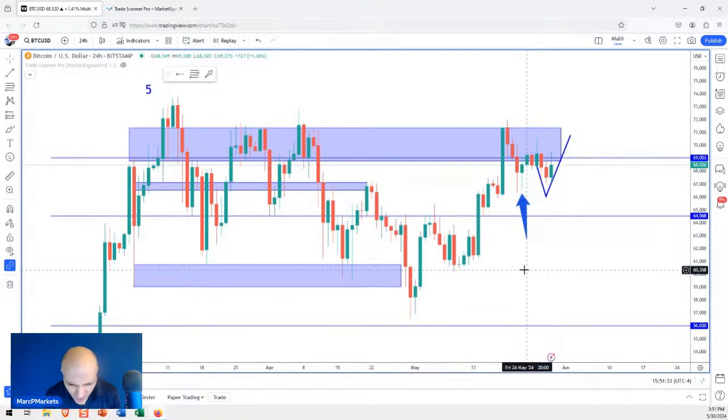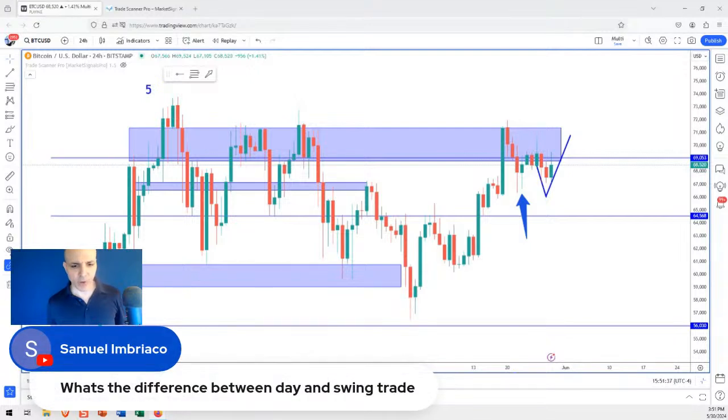Between day and swing, that's a good question, Samuel. I'm going to answer that real quick. A day trade basically means you're in and out the same day. It could mean that you're in and out in a couple of minutes. It could mean that you buy it and hold it for an hour and you're out the same day. But a day trade means you're in and out the same day. You do not hold overnight.